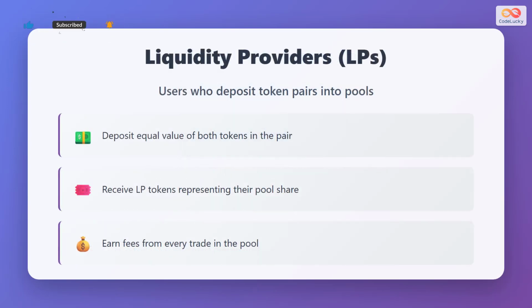Now let's talk about the people who make liquidity pools possible: liquidity providers, or LPs. These are regular users who deposit token pairs into pools. To provide liquidity, you must deposit equal values of both tokens in the pair. For instance, if you want to provide liquidity to an Ethereum pool, you deposit $500 worth of Ethereum and $500 worth of USDC. In return for your deposit, you receive special LP tokens that represent your share of the pool. These tokens are like receipts proving your ownership. As a liquidity provider, you earn a portion of the trading fees generated every time someone uses your pool to swap tokens. The more you contribute to the pool, the larger your share of the fees.